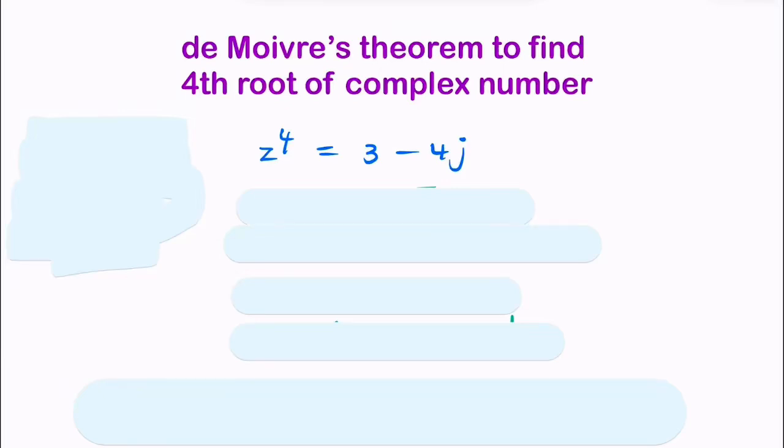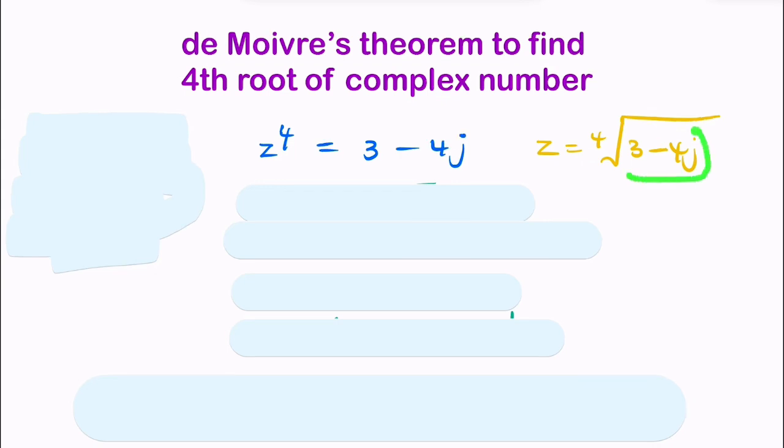So here we're going to use de Moivre's theorem to find the fourth root of this complex number. It's as if what we're trying to find is z, which is the fourth root of 3 minus 4j. And it's almost impossible to do that using rectangular coordinates. So what we need to do is convert this to polar coordinates.